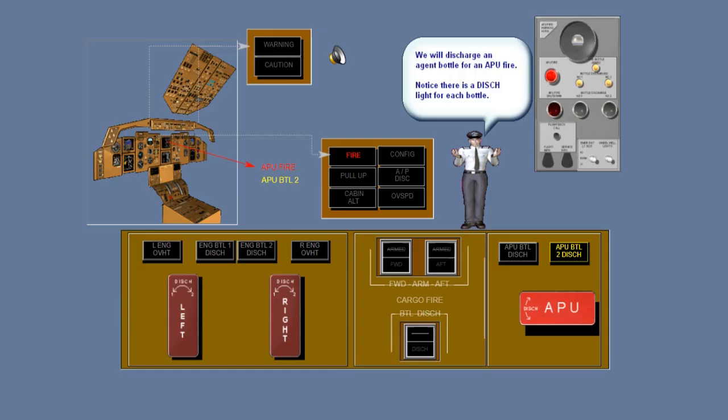The fire warning lights remain illuminated as long as the fire persists. The fire bell and master warning lights can be canceled by pressing a master warning caution switch. The fire bell and, on the ground, the fire warning horn can be silenced by pulling the APU fire handle or pushing the APU shutdown switch on the APU ground control panel.